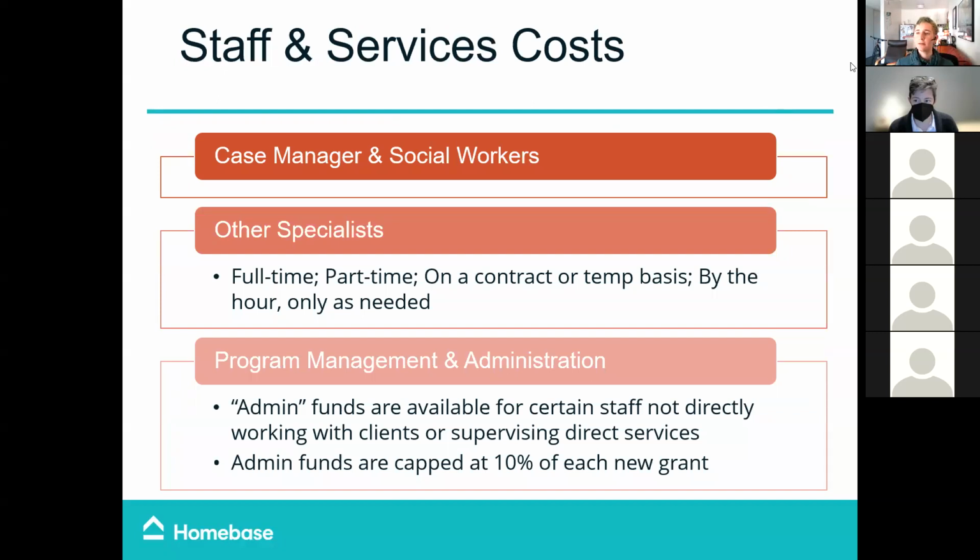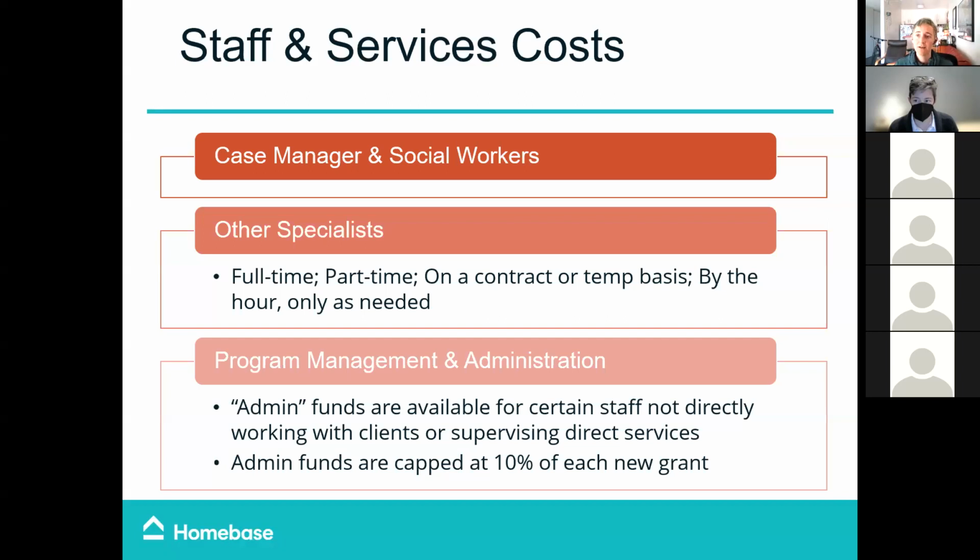Another major category of eligible costs is staff costs, services costs. Services costs often come in the form of personnel costs, staff costs, right? So you can pay for the time of case managers or social workers who are providing case management. You can pay for the time of other employees, full-time employees, part-time employees, contract, or you can pay by the hour for services.